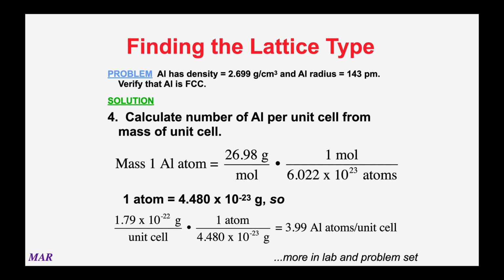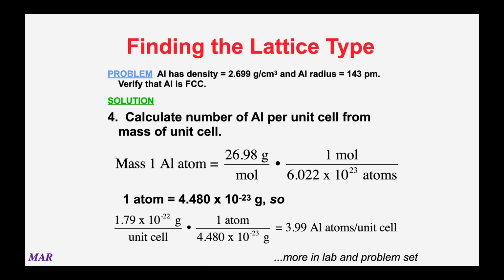So if you take that last number we calculated, 1.79 times 10 to the minus 22 grams per cell, and there's 4.480 times 10 to the minus 23rd grams per atom, this comes out to be 3.99 aluminum atoms per cell, and that's almost identical to 4. So we have just verified that aluminum is indeed face-centered cubic. It has 4 atoms per cell, very, very small. This is a kind of a strange way to do it, but you get the idea.